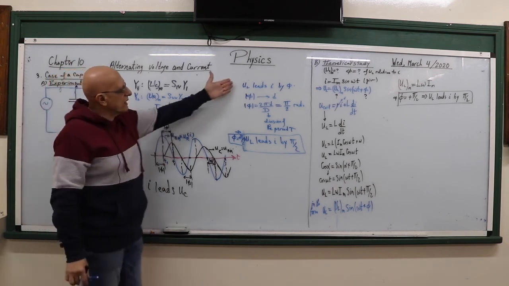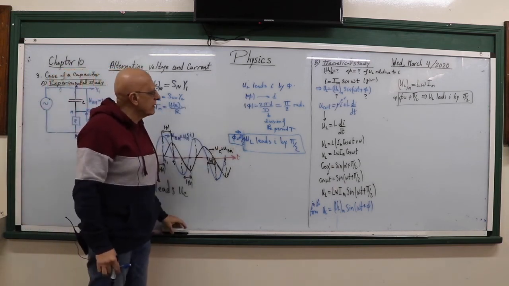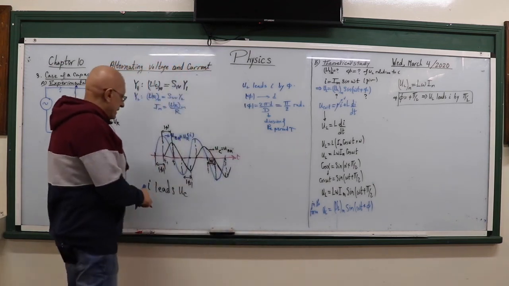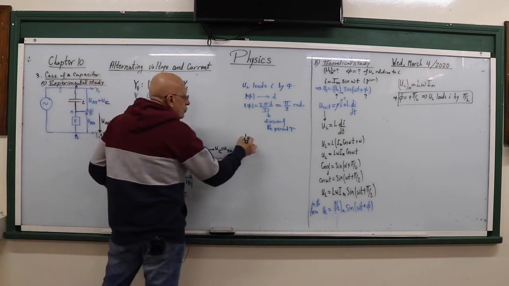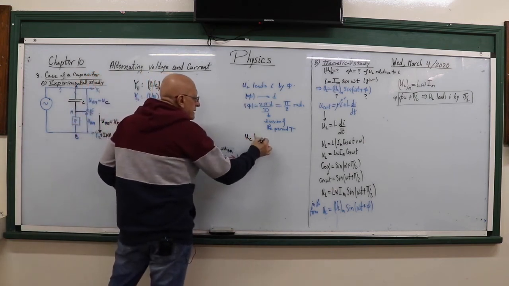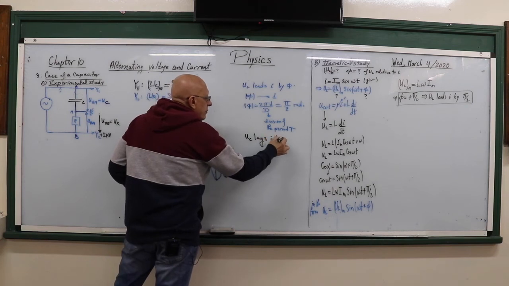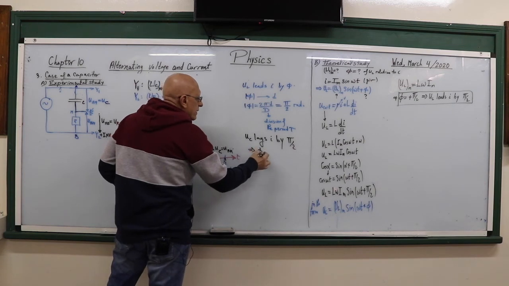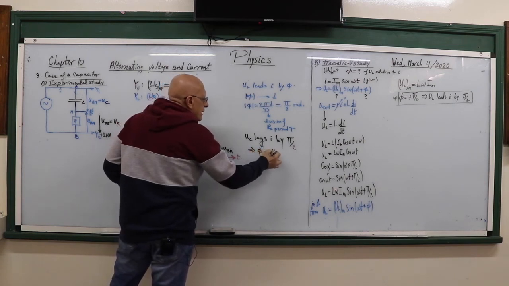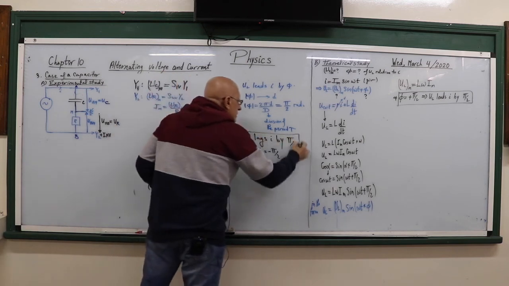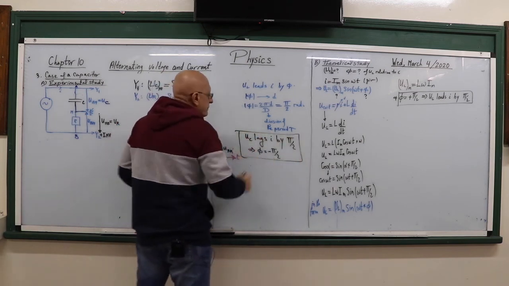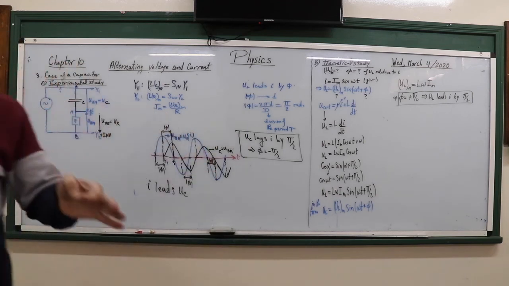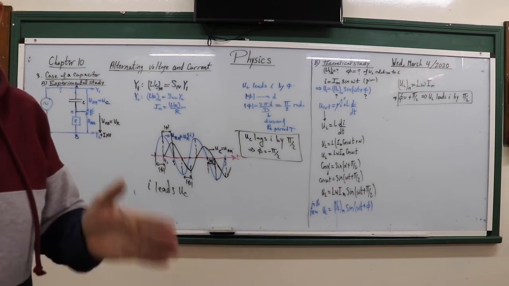If I do the same calculation here, I will get the phase difference also pi over 2. But instead, UC lags I by pi over 2. Yaani, this implies phi equals minus pi over 2. And this expression should be memorized by heart. Every phase difference between U and I should be memorized.